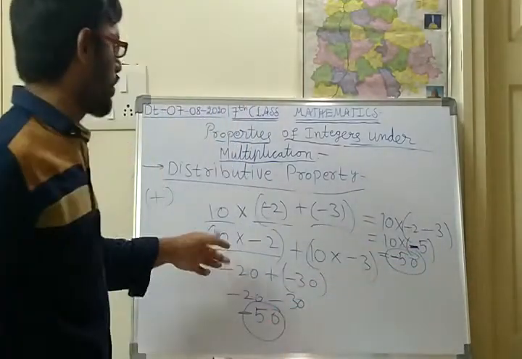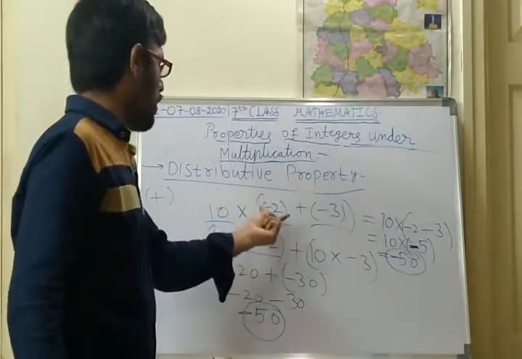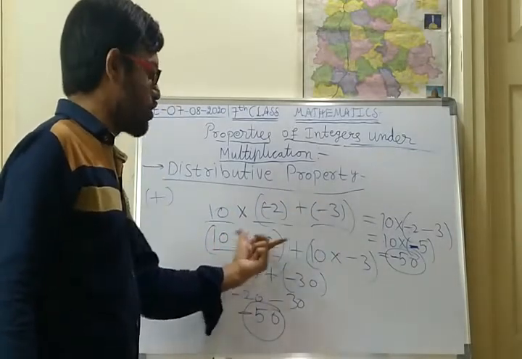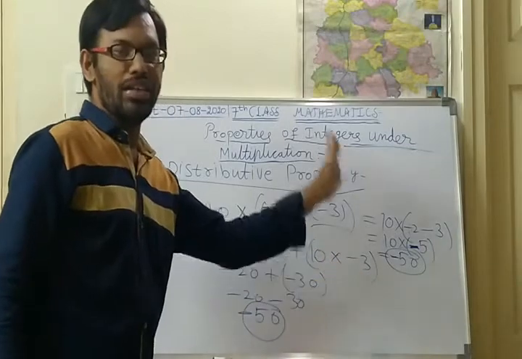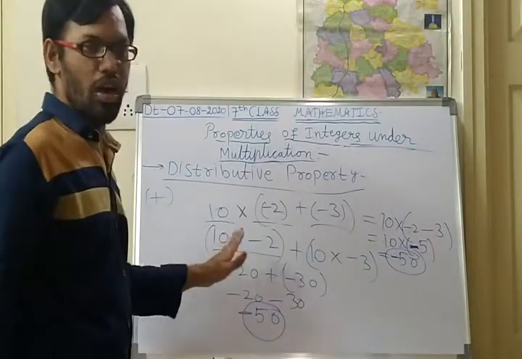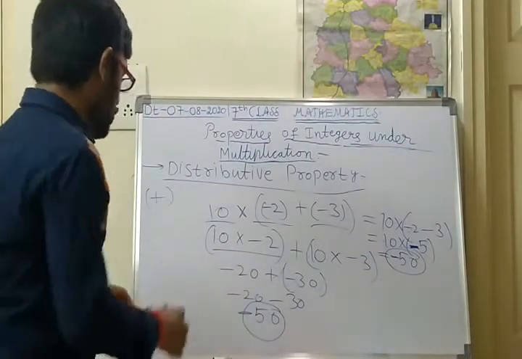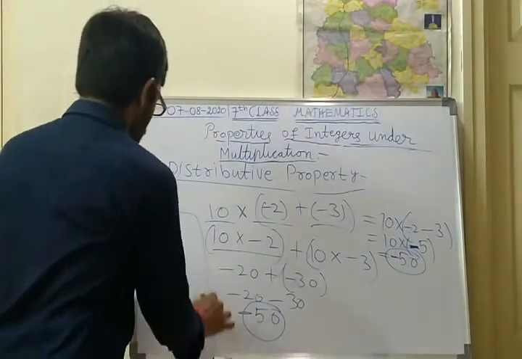So with this, what we can say? 10 into minus 2 plus of minus 3 is equal to 10 into minus 2 plus 10 into minus 3. Okay, I hope you have understood. So with this, what can we write finally? See here.